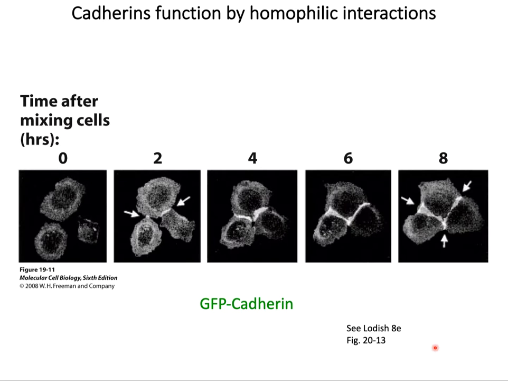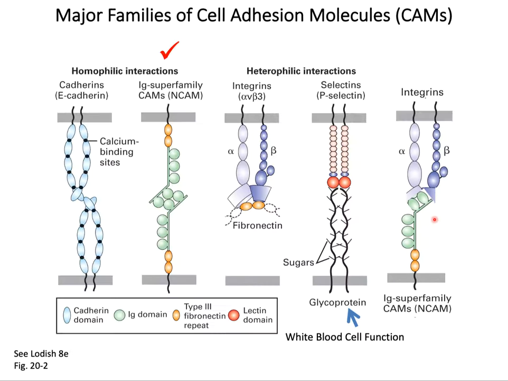And this is a series of images, which is a time-lapse video fluorescence microscopy of cells that are expressing GFP-tagged cadherin. And you can see that when you mix these cells, after about 8 hours, these 3 cells are interacting very tightly. And you can see a strong accumulation of fluorescence and therefore the strong accumulation of cadherin between the cells. So cadherin is really important for connecting cells. And again, it forms a calcium-dependent homophilic interaction. And that's pretty much all about cadherin.